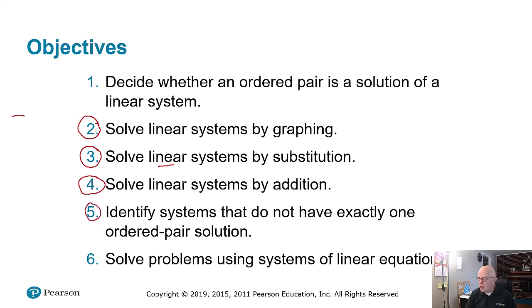Number 5, what systems don't have exactly one ordered pair solution? Usually that's what we're looking for: one solution, one ordered pair that solves both equations. And last of all, of course, word problems. Actually, that's a lot of what we're doing. We're thinking about what we can learn from calculus that will help us solve problems. This time, though, we're going to use systems of linear equations, no calculus, just basic algebra. If you got some of those extra skills that you didn't have a couple months ago, they're going to come in quite handy. So let's go.